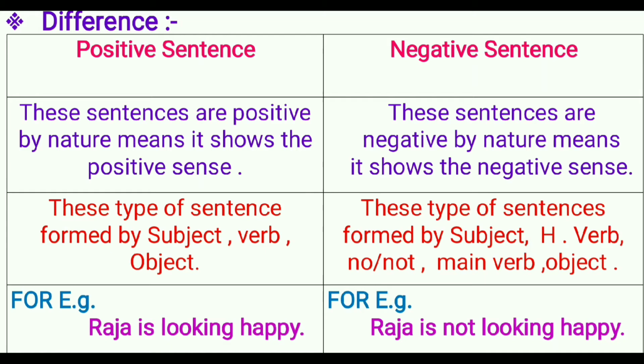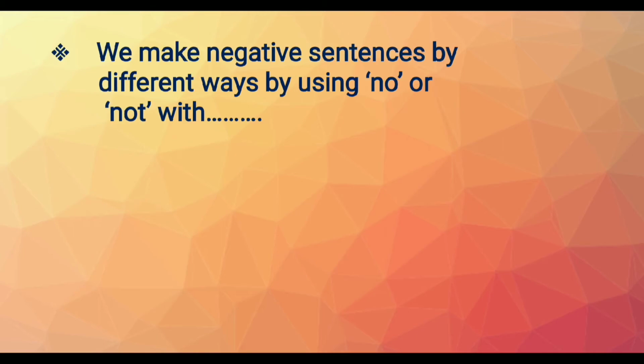Here just observe the two sentences. In the positive way, he is happy. But if we claim that he is not happy, we use not to make it opposite, right? So we write here, Raja is not looking happy. This is the way we identify the positive sentences and the negative sentences. We can see the difference between them, right? And we easily identify which one is the positive and which one is the negative sentence.